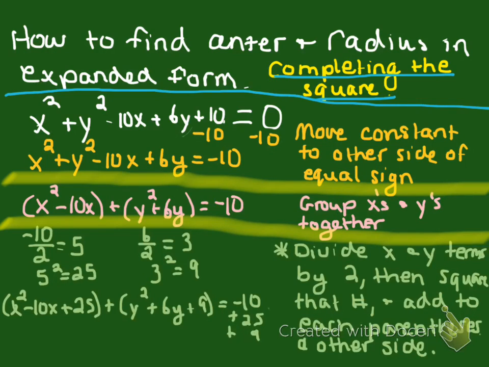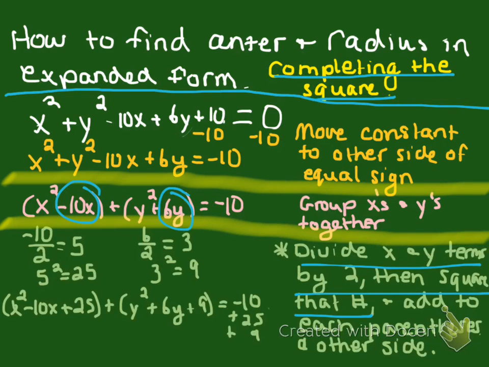You are going to take the x and the y terms, that's these, you're going to divide them by 2, and then square that number. Okay, so you're going to divide your x term by 2, and then you're going to square that number. You cannot forget this step.